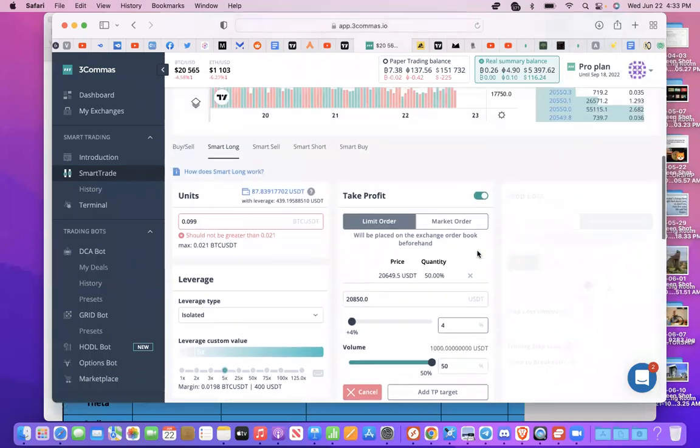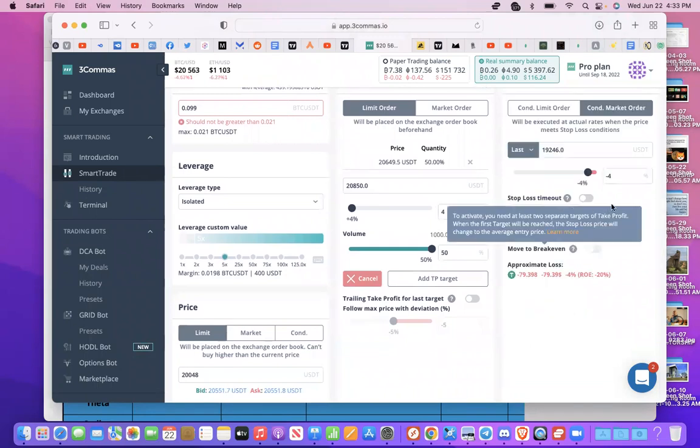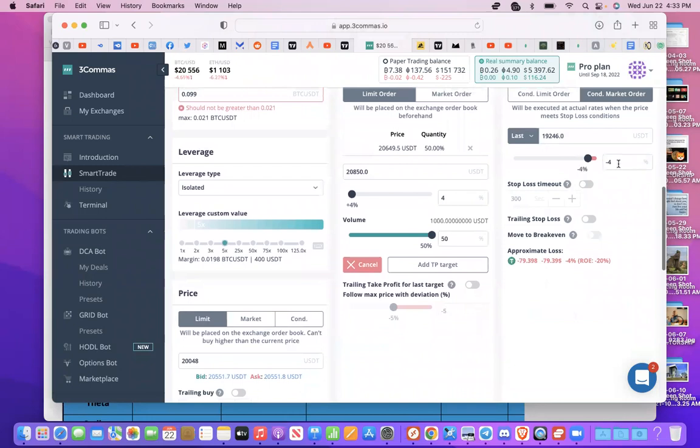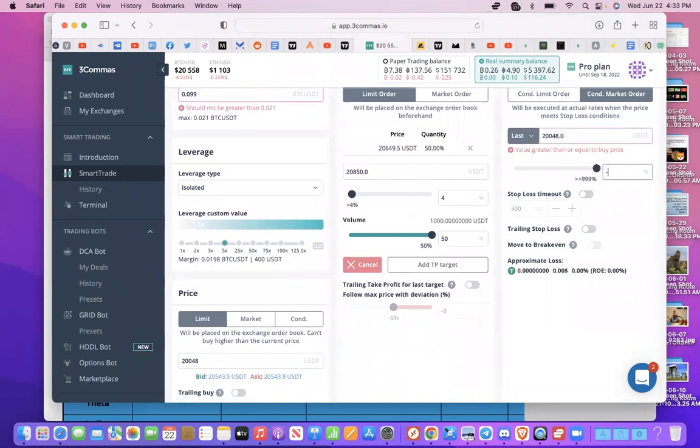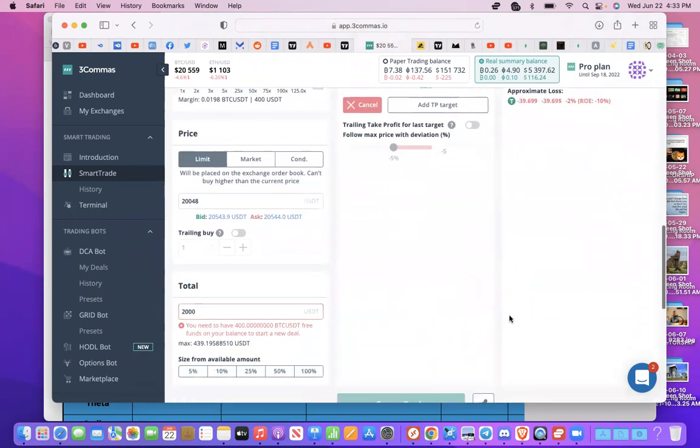So the next is, okay, do I want to use a stop loss? So for stop loss, you have to check what could be your stop loss. Of course, you need to know. So what's my stop loss? Let's say minus 2%, and that will be how much? 19.6. That was the support. Okay, so minus 2%, and then you are good to go. Yeah, then you set your trade and you are good to go.